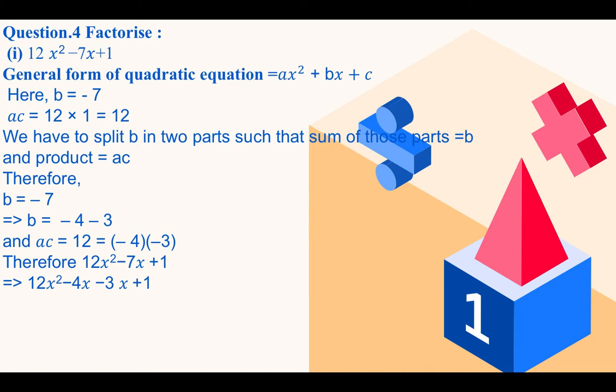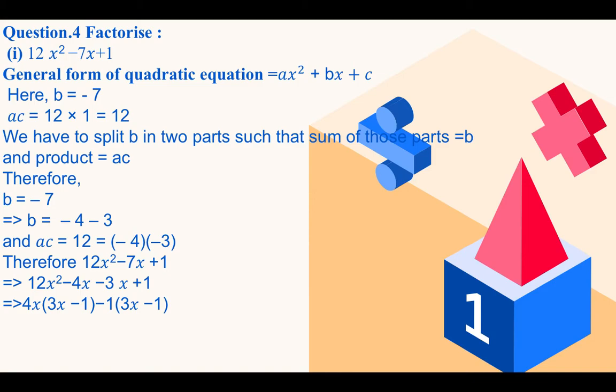In the first two terms when I form the group, what is common? In the first two terms I can see number 4 is common and x is common. So I will take 4x common. If I take out 4x common, in the first term I am left with 3x, because 4 into 3 is 12, and in the second term I am left with minus 1.